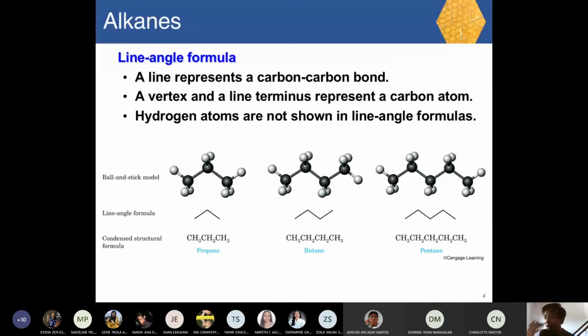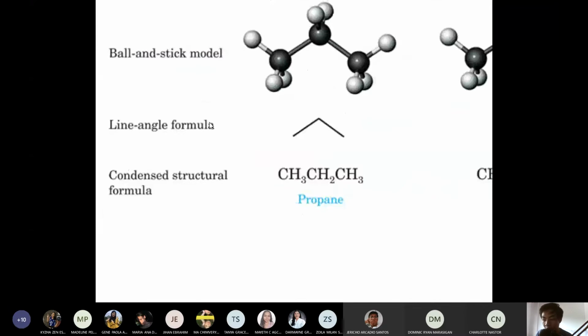Okay, the next way of representing alkanes is by its condensed structural formula. Ano tong meaning ng CH3, CH2, CH3? Okay, so ganito lang yan, no? In writing the condensed structural formula, kailangan alam nyo kung ilang hydrogen ang kaya ng carbon. So for example, at this carbon, nasa dulo to. So it can contain 3 hydrogen atoms. That's why we write it as CH3.